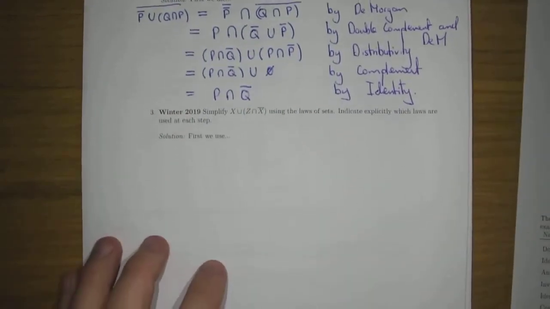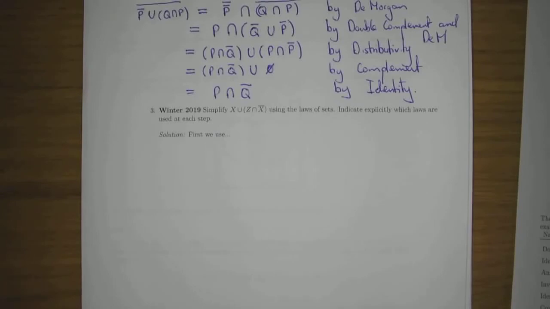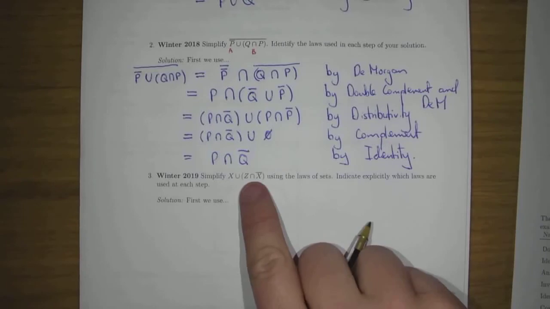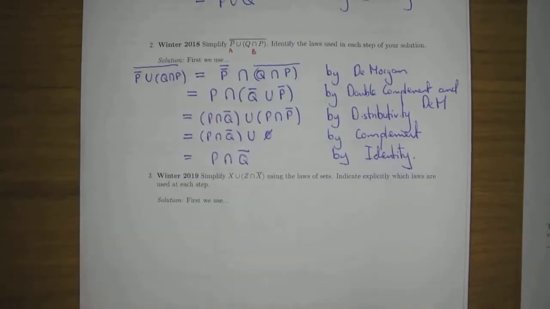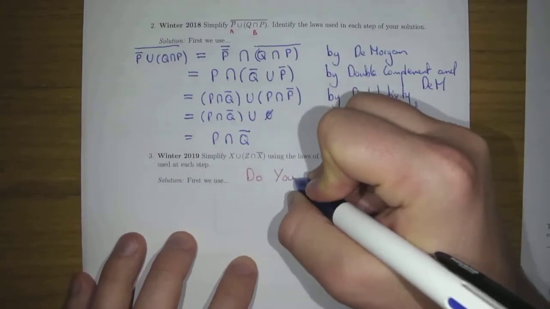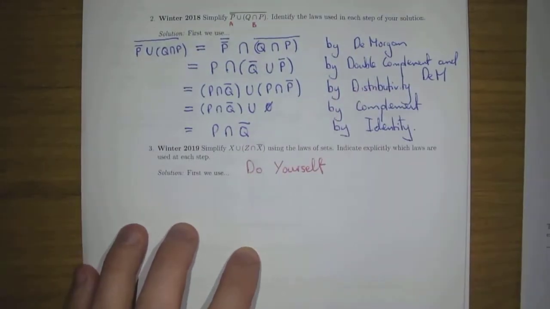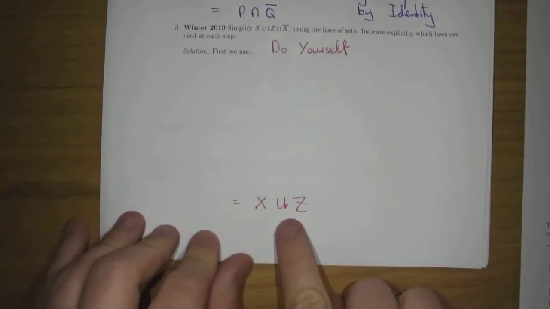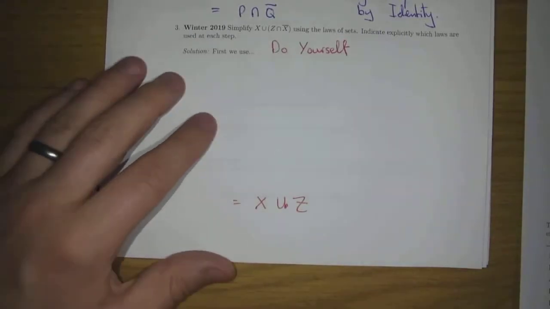Okay. And one more question. So again, this is actually very similar to something we've had above. In fact, it's pretty much identical to question 1. So I'm going to leave this as an exercise. Do it yourself. I'll just write the answer down at the bottom. I'm fairly confident that the answer is X union Z.